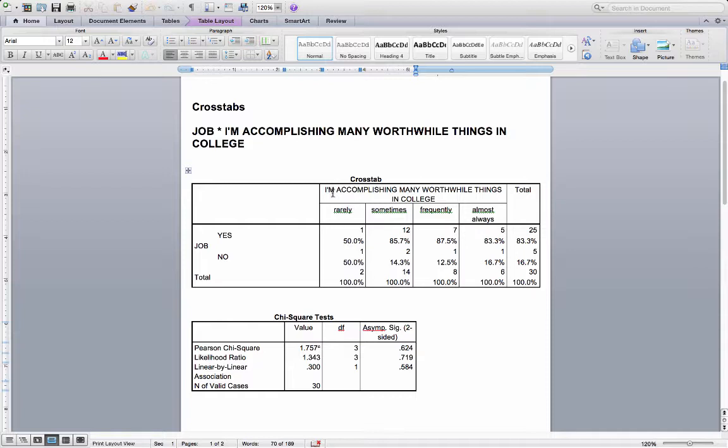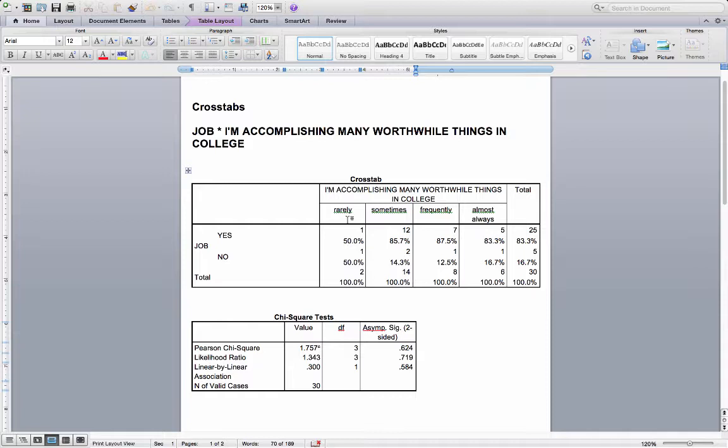First off, this is the independent variable, which is I'm accomplishing many worthwhile things in college. Over here is the dependent variable, which is job. So we're looking at if I have a job or not, and is a job a factor in whether I believe I am accomplishing many worthwhile things in college. And you'll see that is a dichotomous variable of yes or no.